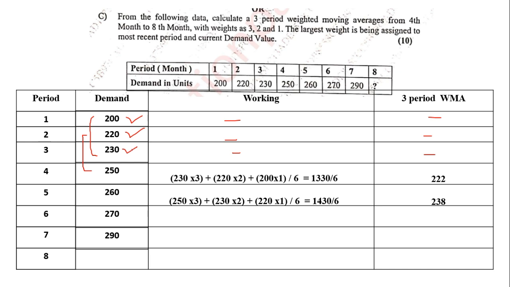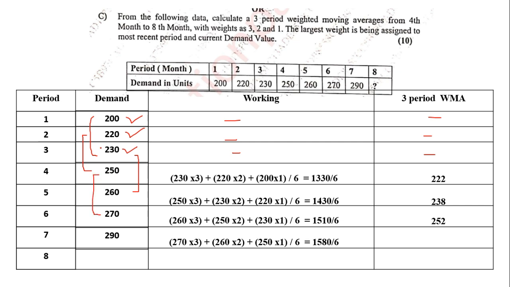Now after this we take the next 3, from 230 to 260. So 260 into 3 plus 250 into 2 plus 230 into 1. The value comes to 1510 divided by 6, which becomes 252. Next 3, from 250 to 270: 270 into 3 plus 260 into 2 plus 250 into 1. The total comes to 1580 divided by 6, and we get 263.